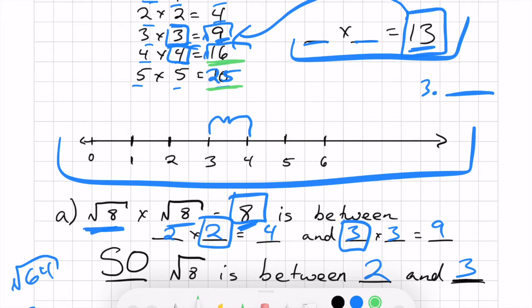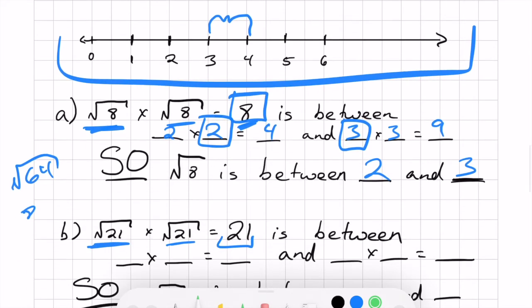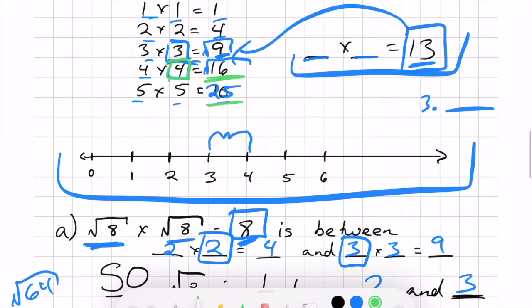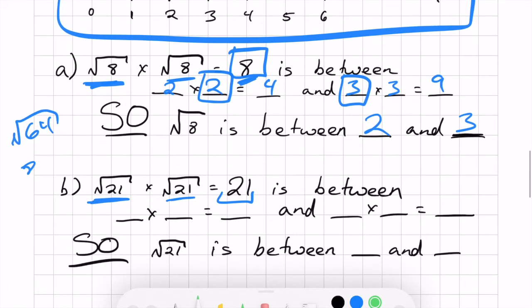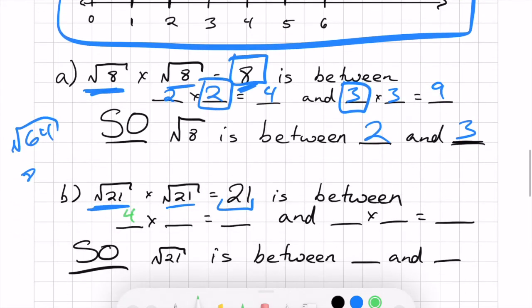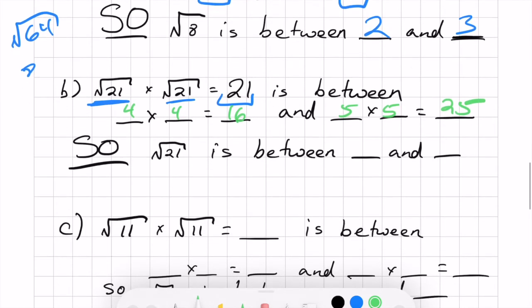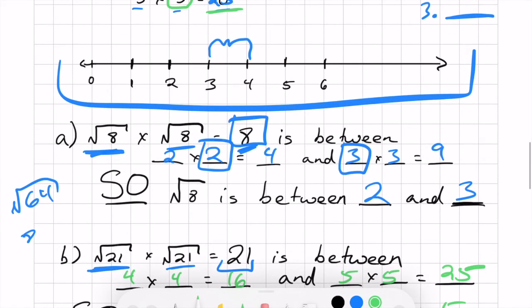Okay, if I look, 25 is here and 16 is here. So I know it's going to fit somewhere in between 4 and 5. Okay, so I know that it's going to fit somewhere between 4 times 4, that is 16, and 5 times 5, which is 25. And then I know that the square root of 21 is going to be between 4 and 5 on the number line. So if I go back, it's going to fit in here somewhere. Okay, so right now we're just finding where it fits on the number line.